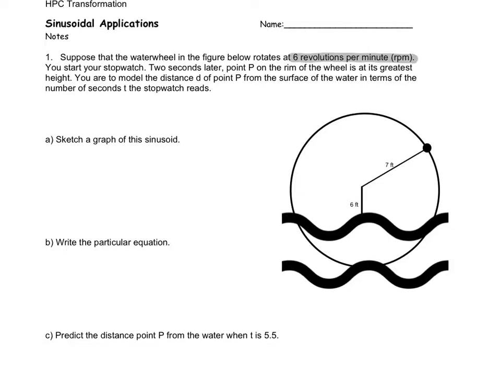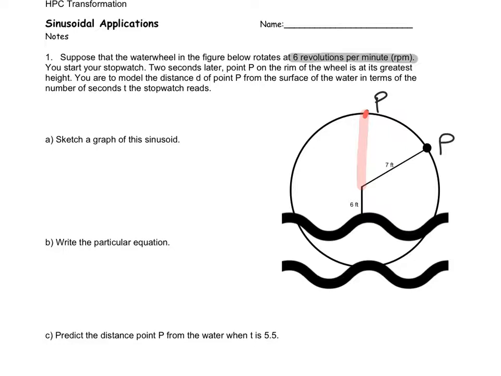You start your stopwatch. 2 seconds later, point B, which is this point over here, so let me put point B, is at the greatest height. So as it rotates around the wheel, the greatest height is going to be somewhere over here. So then the new P is going to be over here. And let me see how far it's going to be from the bottom.